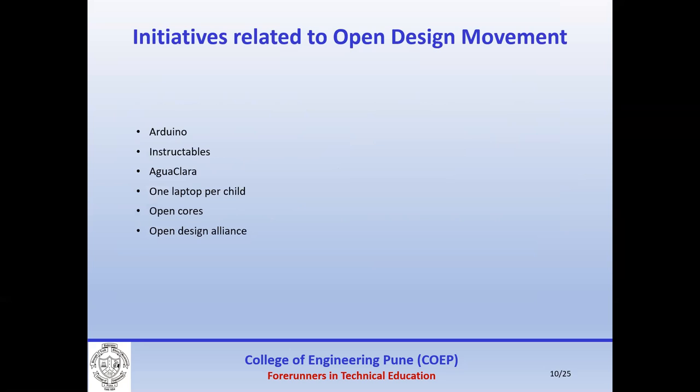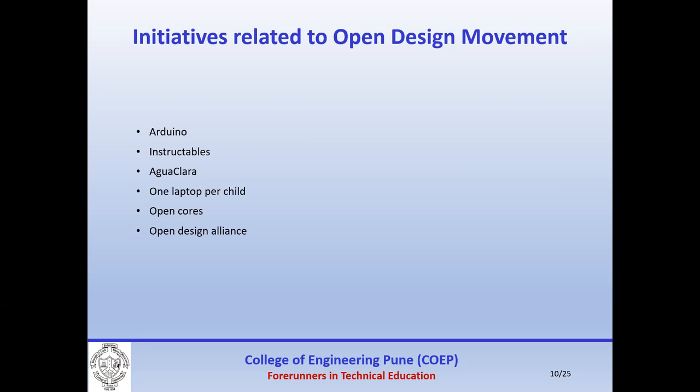Now, some of the initiatives related to this movement. Arduino, we all know Arduino. It is an open source electronics platform based on easy-to-use hardware and software. It is compatible with any operating system, which adds to its flexibility. This has proved to be very advantageous because of its simple, clear programming environment. The next is Instructables. It is a website with expertise in do-it-yourself projects and is now owned and operated by Autodesk. It also has a forum in which enthusiasts can seek immediate answers to their questions.